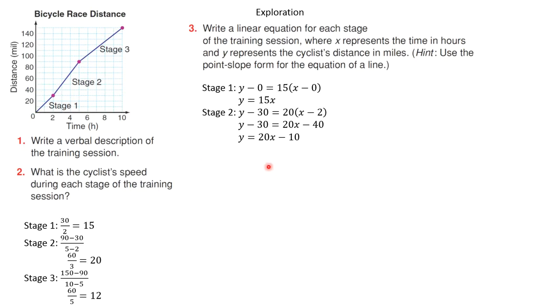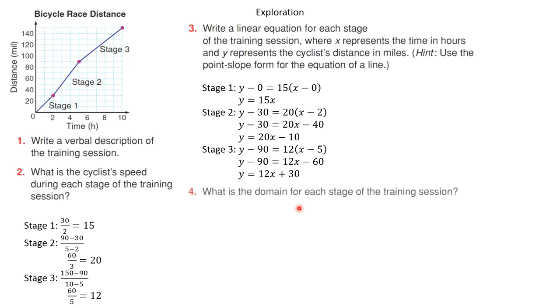Yeah. And then stage 3, again, I use the smaller of the 2 points. Y minus 90 equals 12 times x minus 5. Distribute the 12. Add the 90. Y equals 12x plus 30. If we extended this backwards, it would hit about 30. So that makes sense. All right, and then the domains.